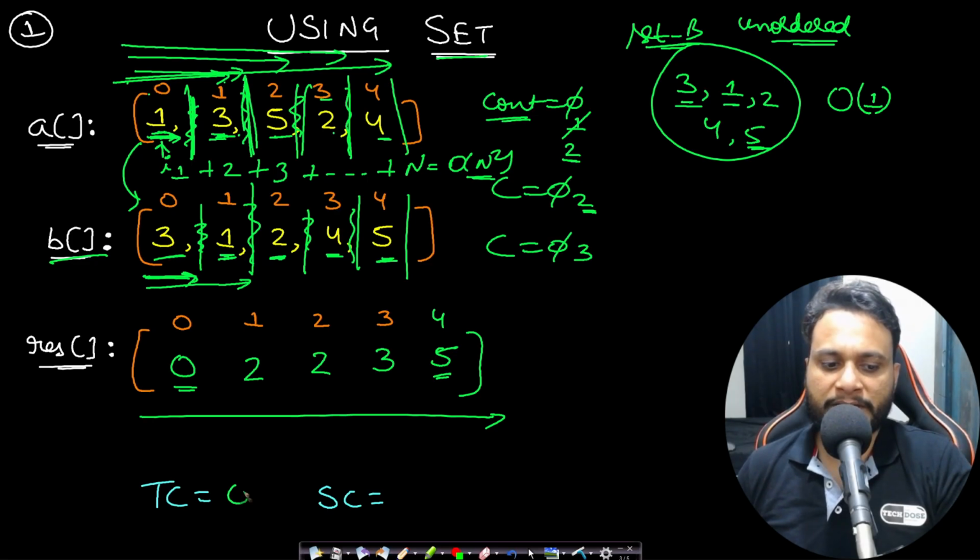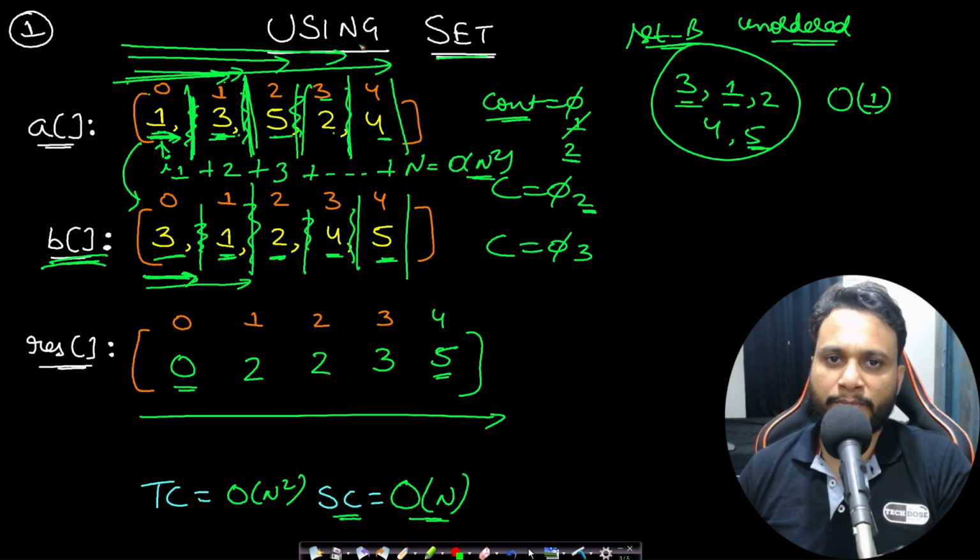So the time complexity will be order of n square and the space complexity due to the set will be the size of B, which is order of n. So this is the set approach and this is definitely going to pass for the given problem. But let's see if there is any better solution.